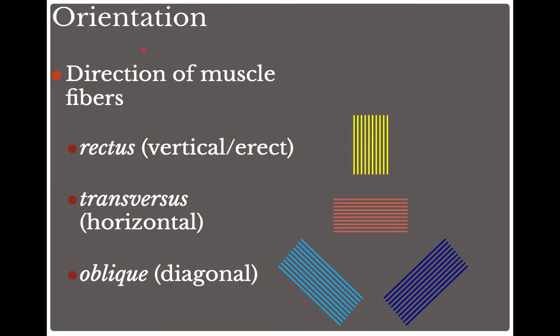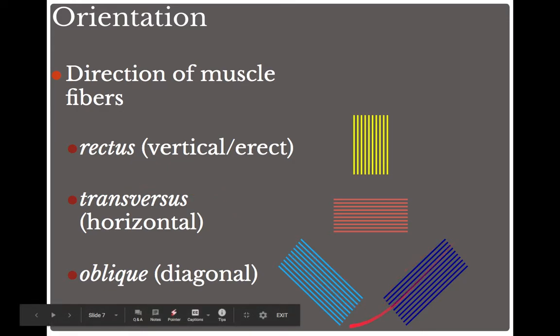Next, we can name muscles according to their orientation. In other words, if you look at the direction of the muscle fibers, and you know that skeletal muscle is striated, right? It's striped because of all of the fibers. So if you look at the direction of the muscle fibers, in which direction are they going? If they run up and down vertically, then we use the word rectus for some of them. If they run horizontally, then we use the word transversus, transverse, meaning across, right? And if they run diagonally, then we use the term oblique.